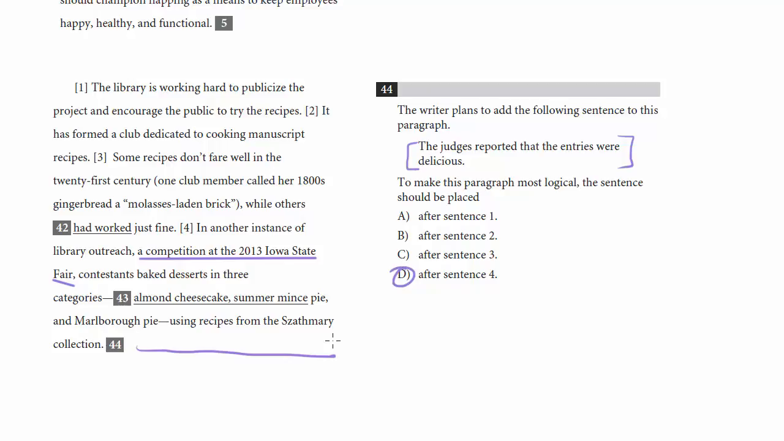So we're going to look at choice D. And if you check A, B, and C, you're going to see that they're not going to work as well as choice D, because it doesn't make sense to suddenly talk about judges anywhere else but after the sentence in which we introduce the competition. So this one is D.